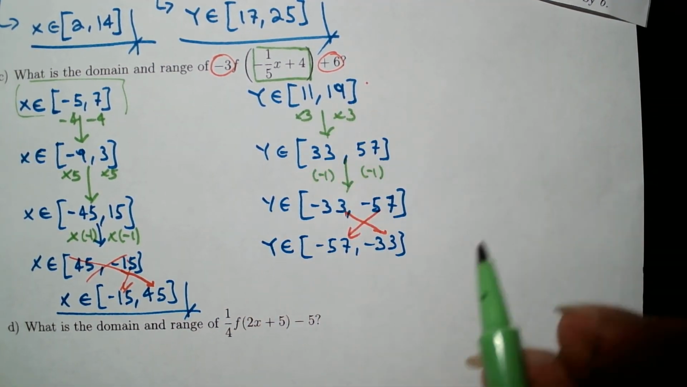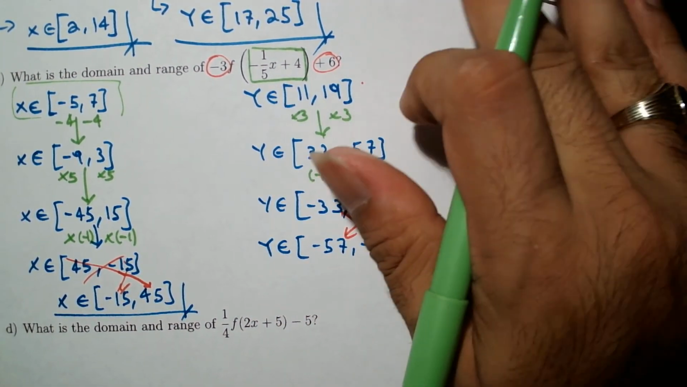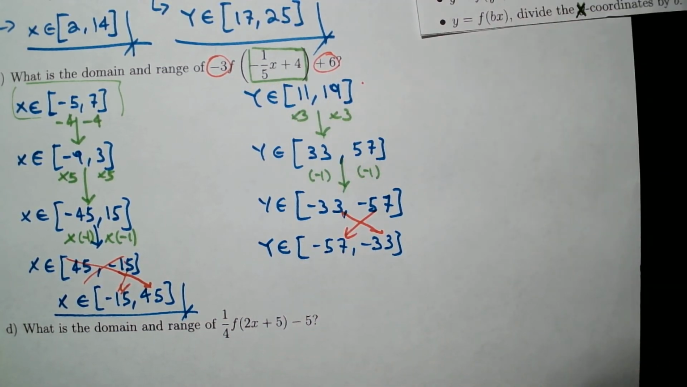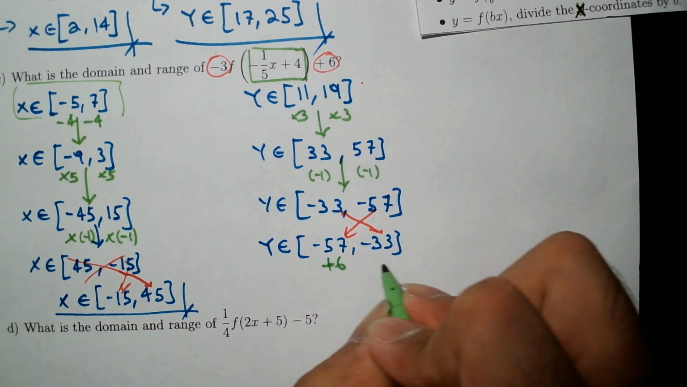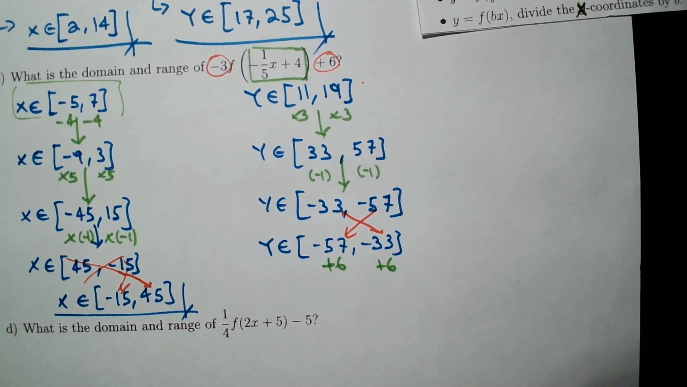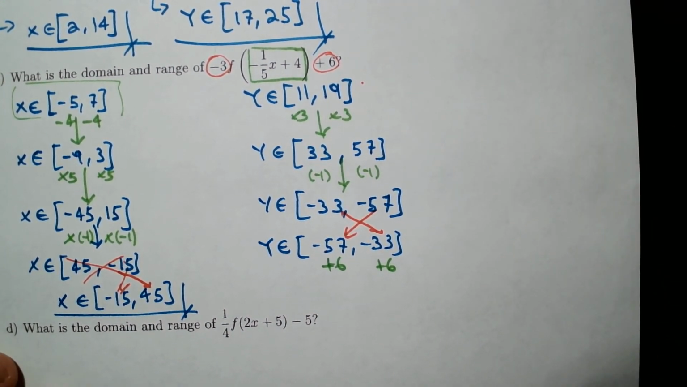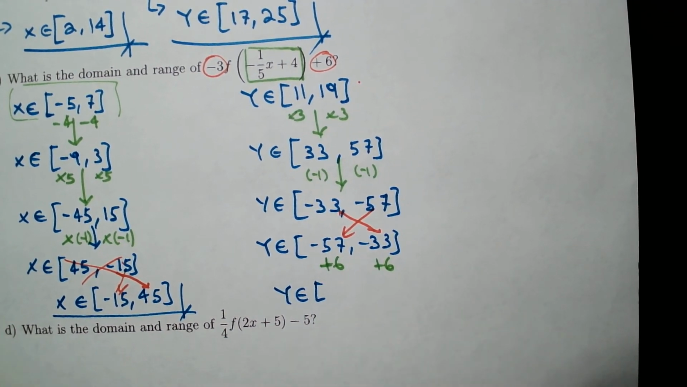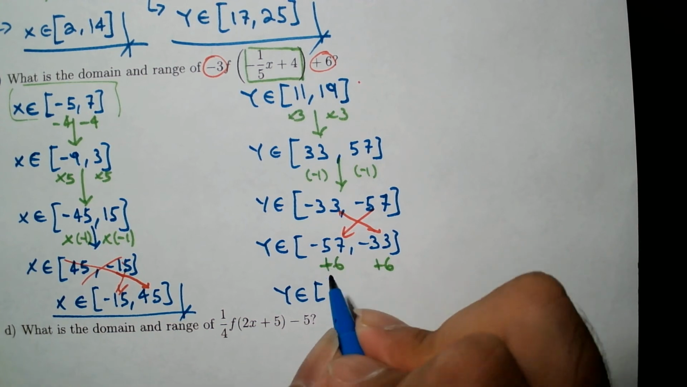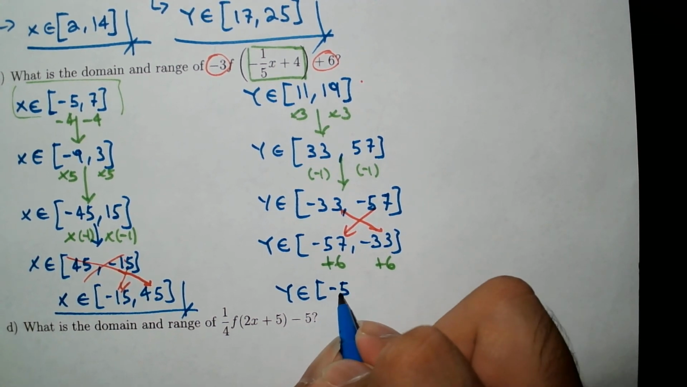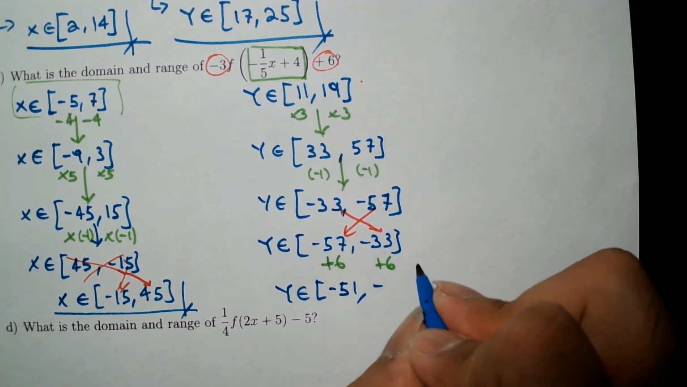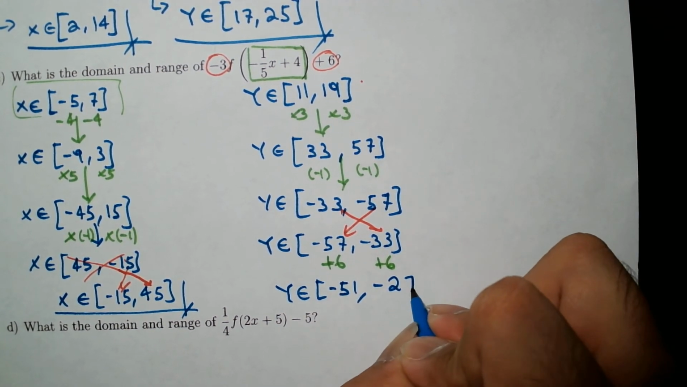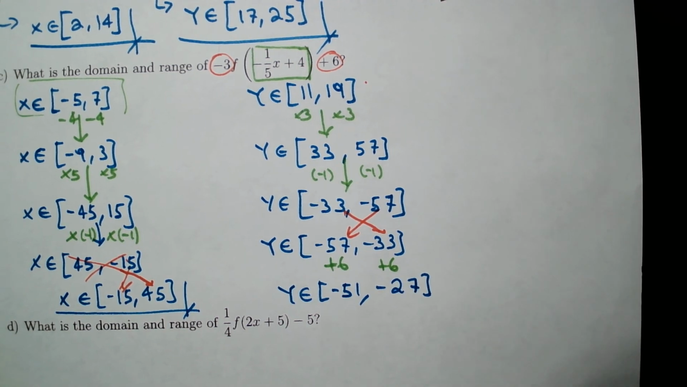Finally, what do we do? This +6, according to our vertical shifts, add k to the y coordinate. So add 6. So y belongs to -57 plus 6, that's -51, and -33 plus 6, that's -27. All right.